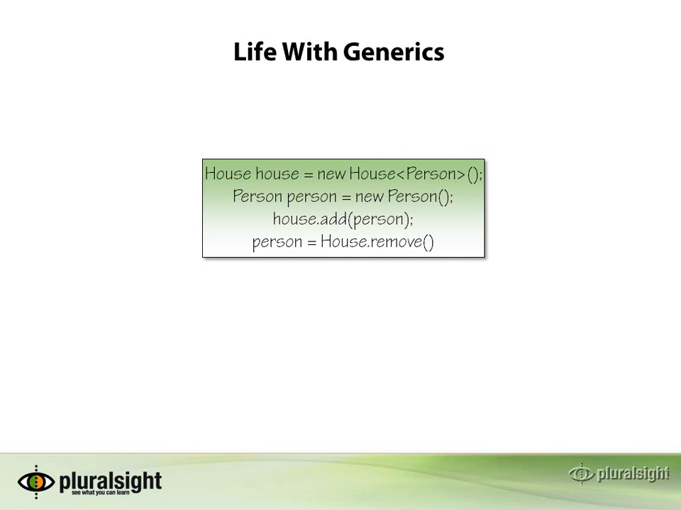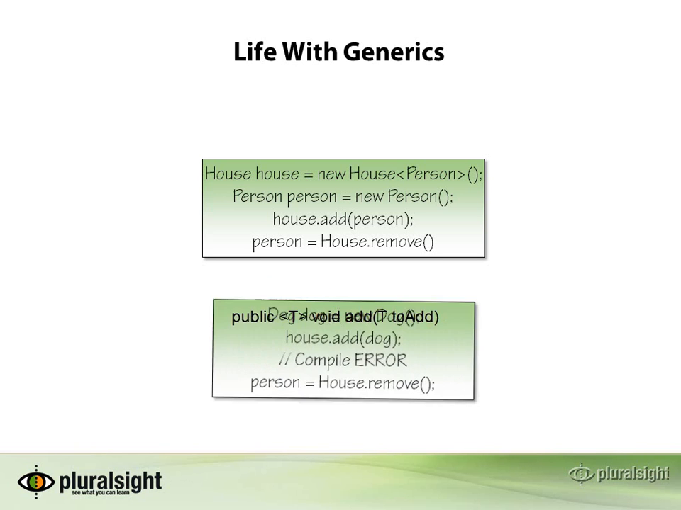So I create my new person. I add the person to the house, which is fine. In this case, the signature for this add method would look a little differently. It would have a T for the type, but ignore that for now. And then I can remove the person. Now when we get to the dog example here, we're doing the same thing. We're adding the dog, and actually what's going to happen here, we're going to get a compile error for either of these things.